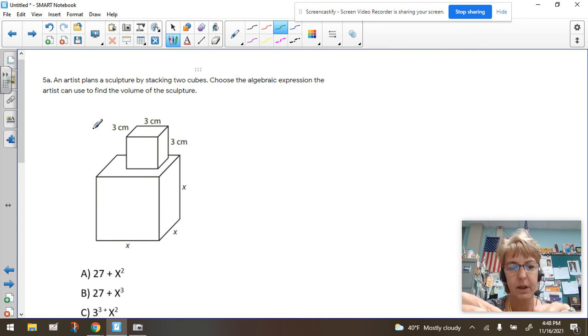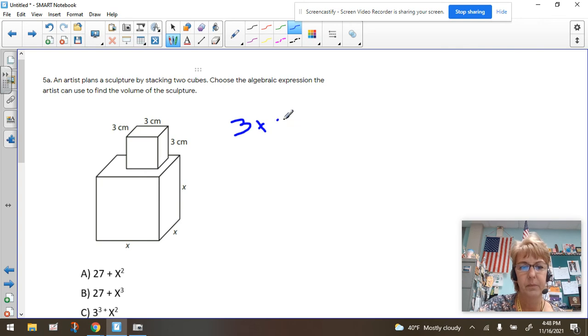So let's apply that thinking to the top cube. We know the dimensions. It's a 3 by 3 by 3. So we have to find what 3 times 3 times 3 is. Let's chunk it up. 3 times 3 is 9, and 9 times 3 would be 27. So this piece right here is going to be 27 cubic centimeters.